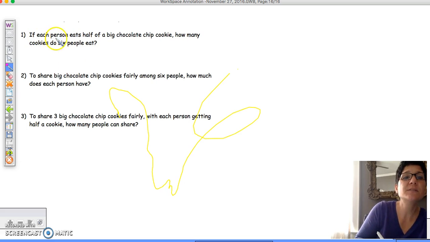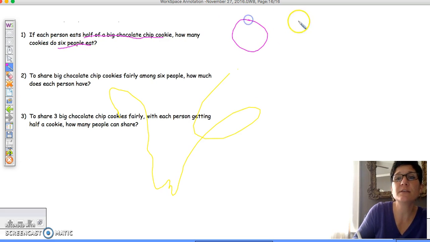Okay, so it says if each person eats half of a big chocolate chip cookie, how many cookies do 6 people eat, right? So if I have my cookies, my 3 cookies, right?